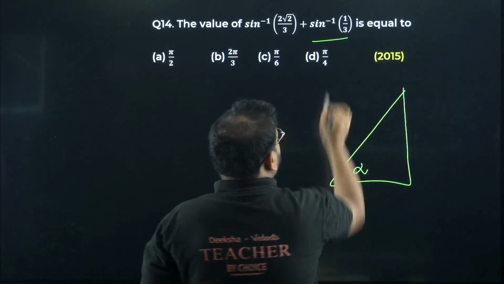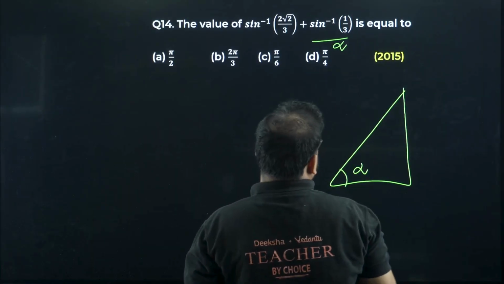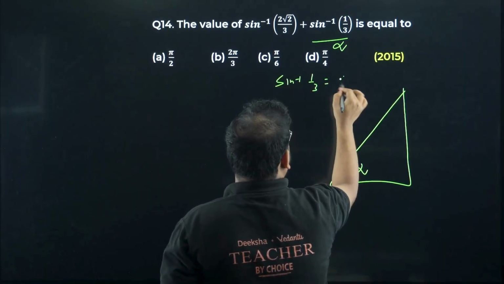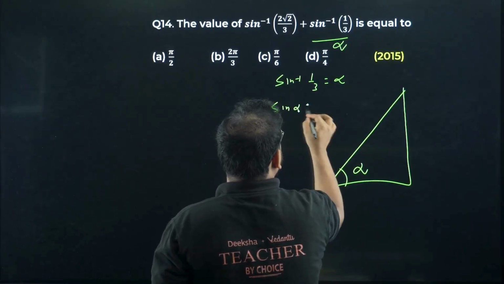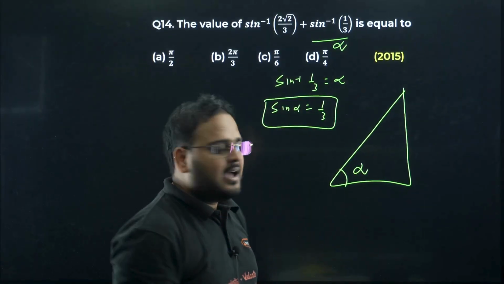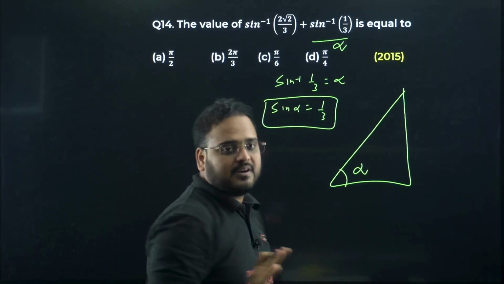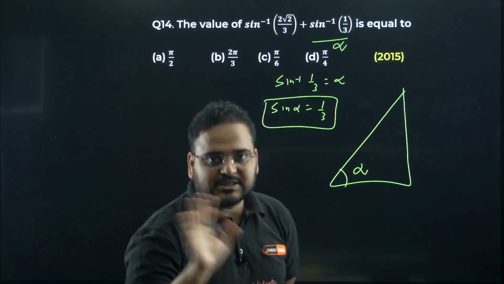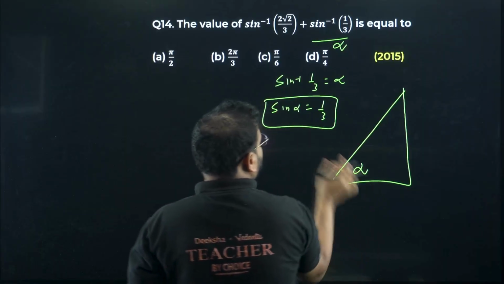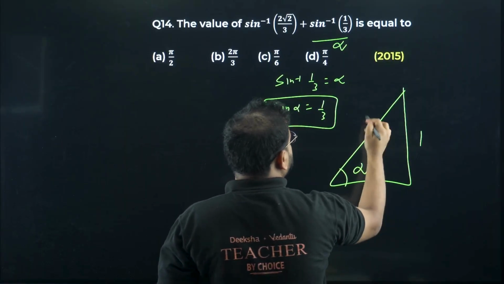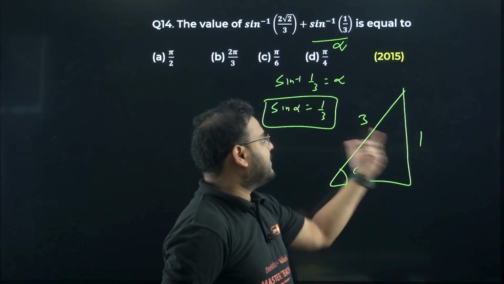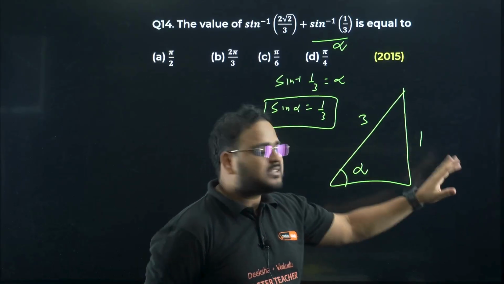Take this as alpha. It means sine inverse of 1 by 3 is alpha, so sine alpha is 1 by 3. This much is okay. What can I write from here? Sine alpha is 1 by 3 means this side is 1 and this is 3. That's how we write sine: opposite by hypotenuse.